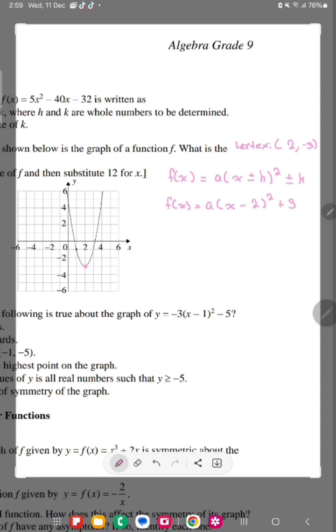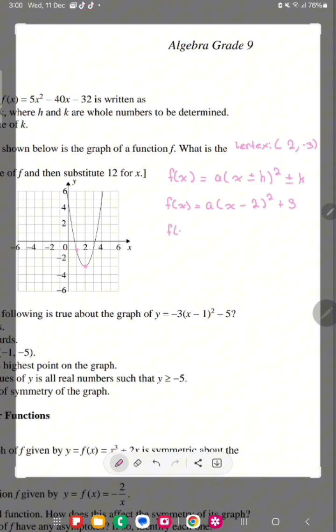Then you're going to solve for a. How do you solve for a? You take any point on the parabola and you put it in the equation. The easiest point to take is the one they gave you, which is 1 and -1. When you put it in the formula, f of x basically means y. So your y is going to be -1 and your x is going to be 1, and then you're going to solve for a. When you solve for a, you're going to find that a is 1.